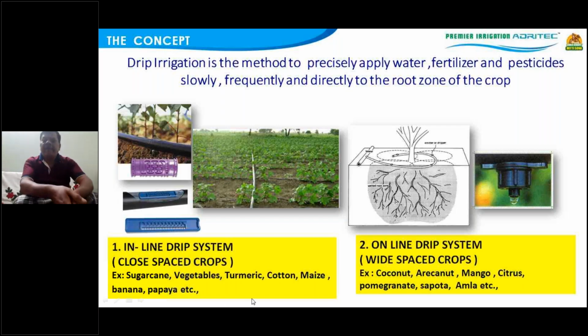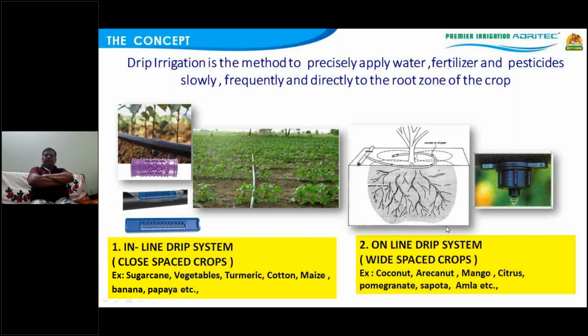So the first one is the inline drip irrigation system, which is very common for the close space crops. Whenever the spacing is very close, like sugarcane or vegetable or turmeric or cotton or maize or banana, papaya, you name it, even today rice and wheat, on all these crops where the row spacing is very close, we go for what is called an inline. Inline drip irrigation means there will be a tube, the dripper is co-extruded and manufactured, and the dripper is there inside the tubing. So this is called an inline drip irrigation system. We have two varieties. You have the cylindrical type and the flat type of emitters.